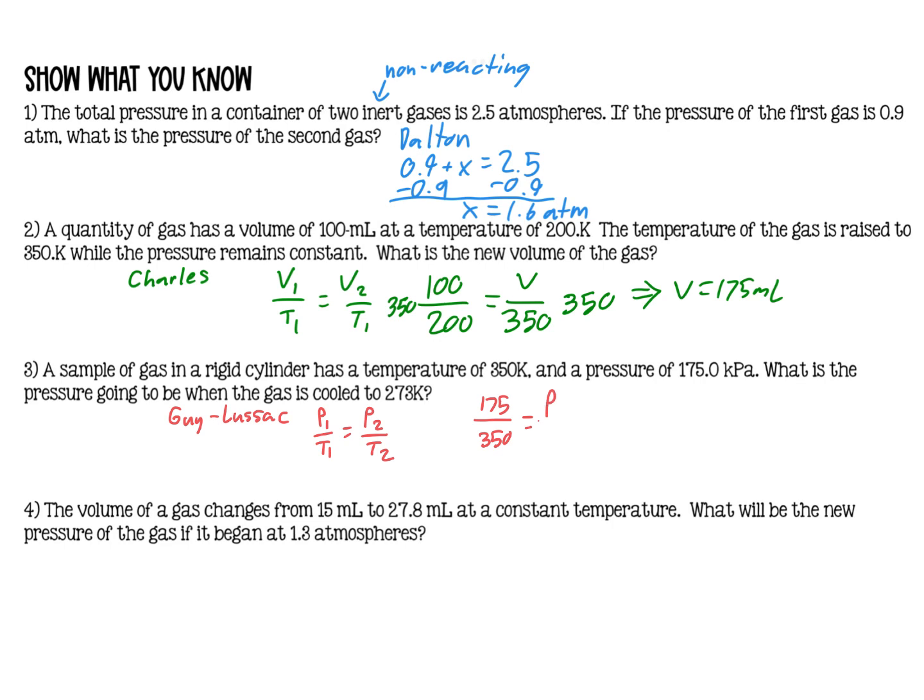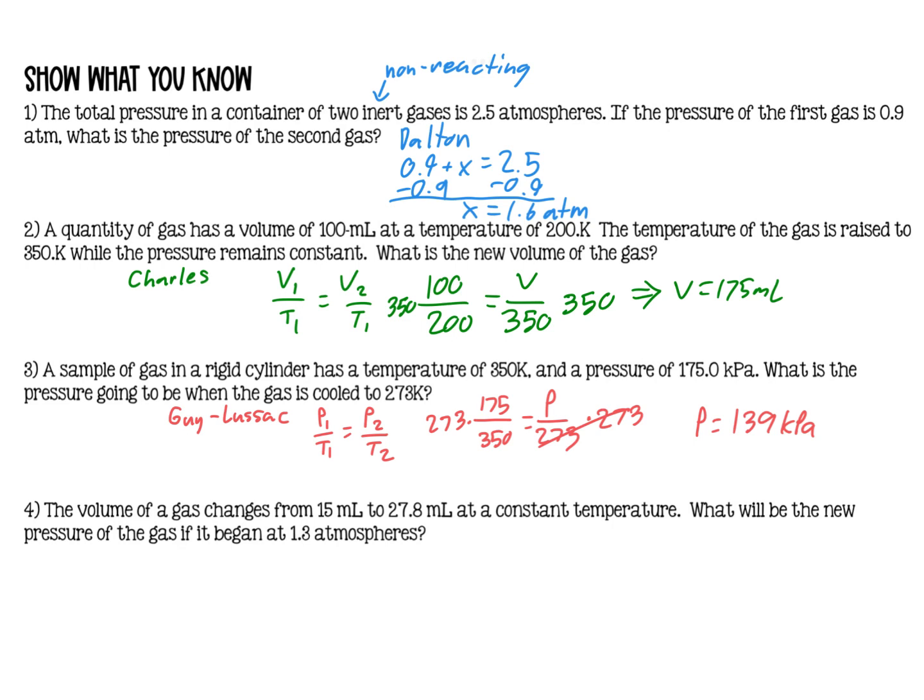This means we are going to take our initial pressure of 175 kilopascals and divide it by our initial temperature of 350 Kelvin. Then we're going to multiply this by 273 Kelvin to get our final pressure. This pressure is 139 kilopascals because our initial and final pressure have to have the same units. Now let's consider example 4.